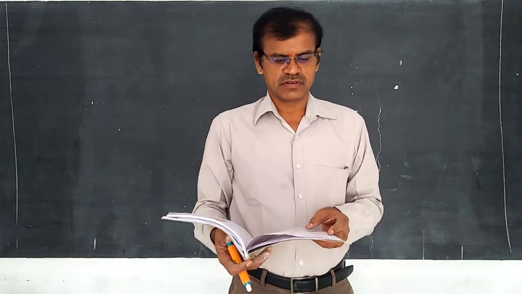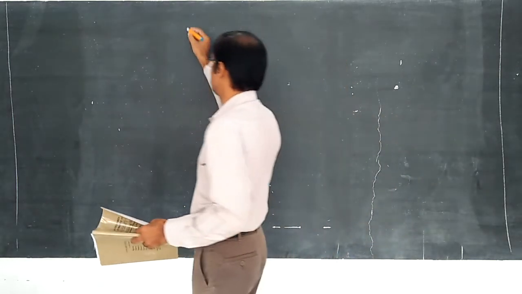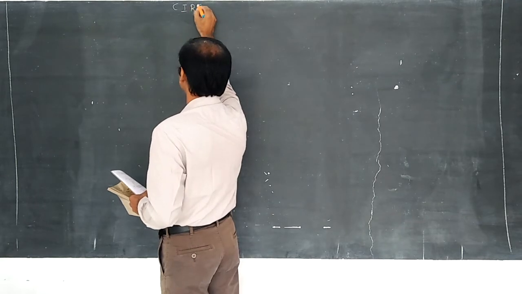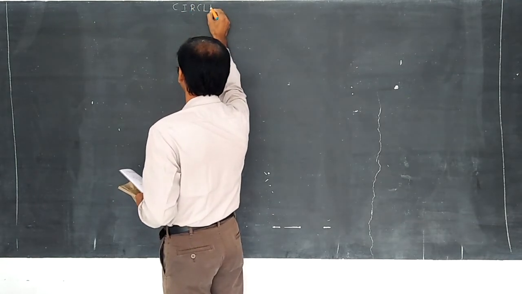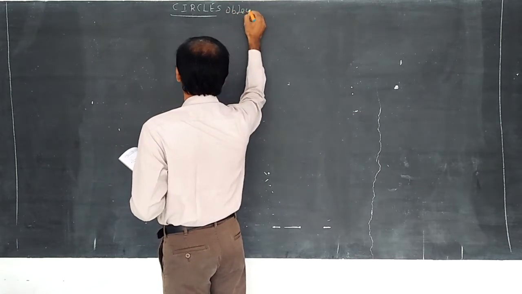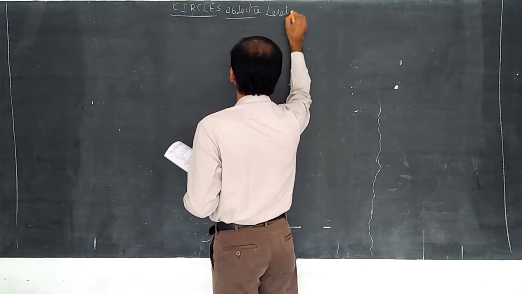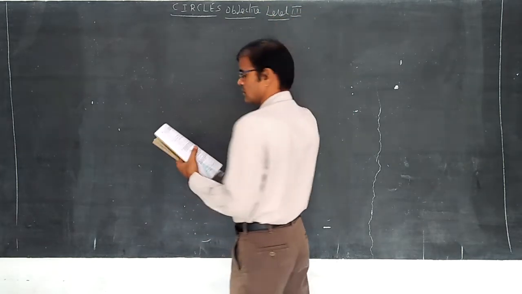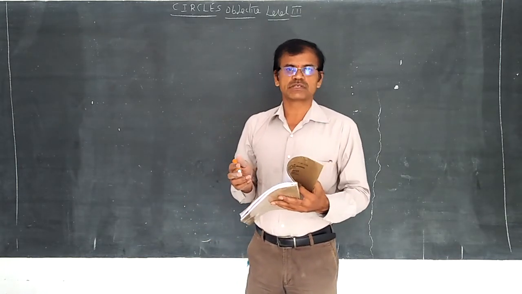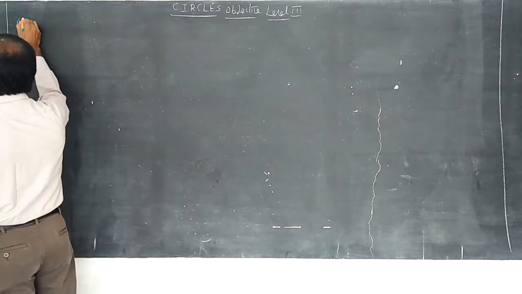Dear students, until yesterday we have discussed circuits level 3 objective. Sixty-three sums we have completed. Let us discuss today's class from 64 onwards.